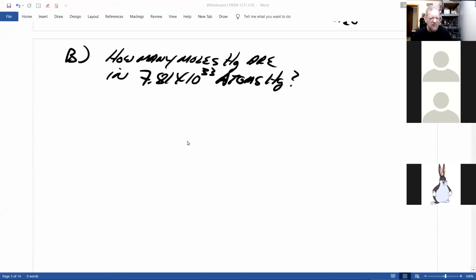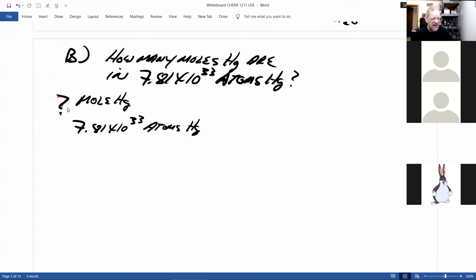Question is, how many moles of mercury? So what are we trying to find? The right color ink. How many moles of mercury? What are you given? 7.81 times 10 to the 33rd atoms of mercury. And therefore, once we do this, you don't have to look at this again. And this is the only thing we have to start with. So I'm going to start with that number.